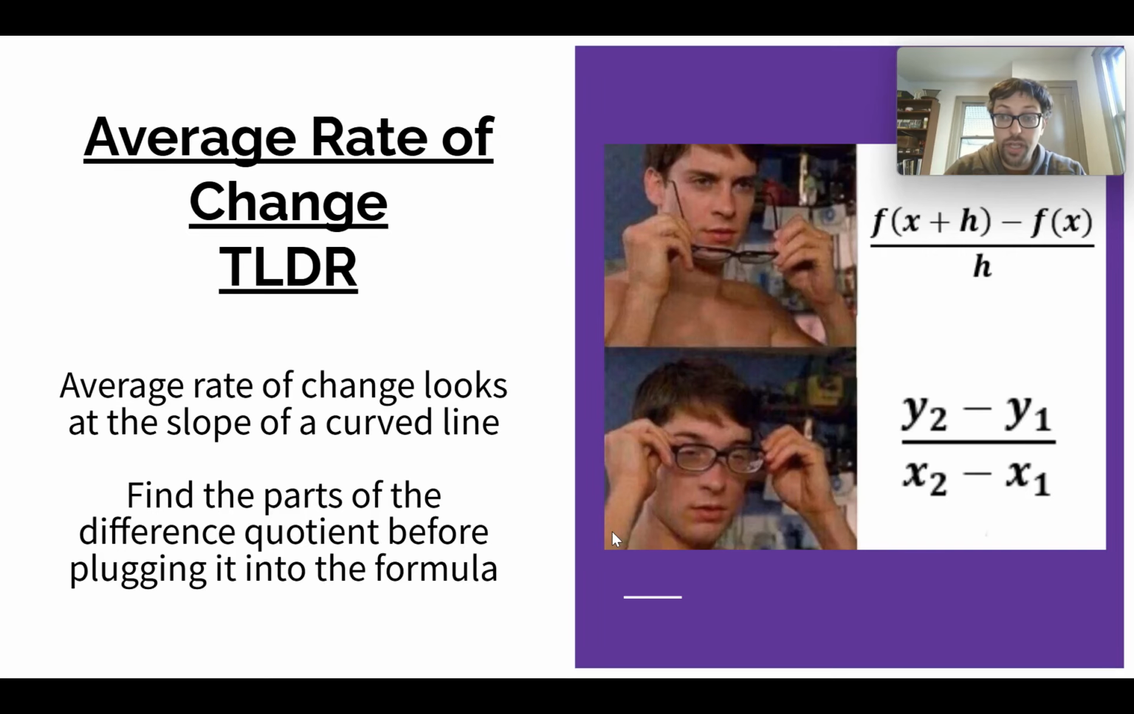That is the end of our video on average rate of change. The power of an average rate of change is understanding the slope of a curved line rather than the slope of a straight line. Whenever you're evaluating these average rate of change or difference quotients, I really recommend that you figure out the parts separately. And then once you've got all of those parts, then put them together into that average rate of change or difference quotient and simplify that down. It'll just make your lives a little bit easier.